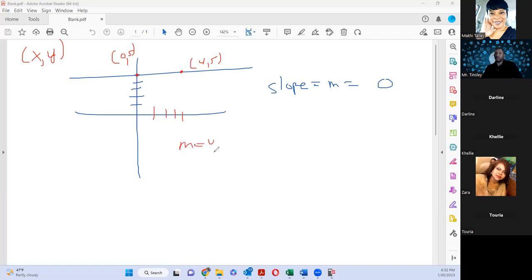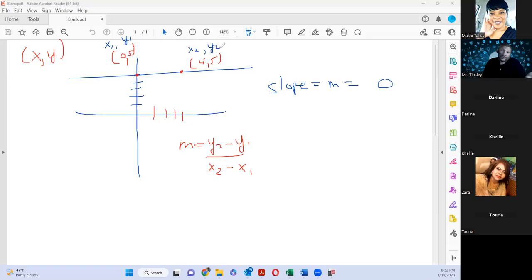So let me prove it to you. We know the slope from our formula sheet is y2 minus y1 over x2 minus x1. So let me change my color. We're going to call this x1. We're going to call this y1. We're going to call this x2. We're going to call this y2. Mr. Tinsley, how do you determine which one is one, which is two? It doesn't matter.